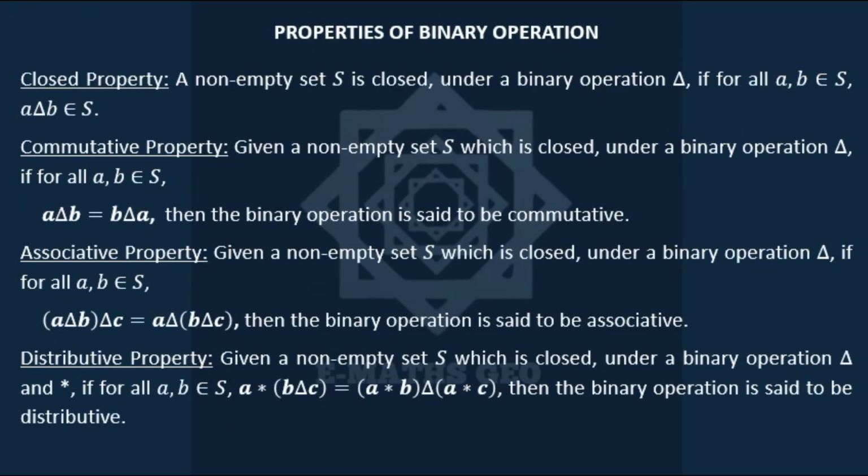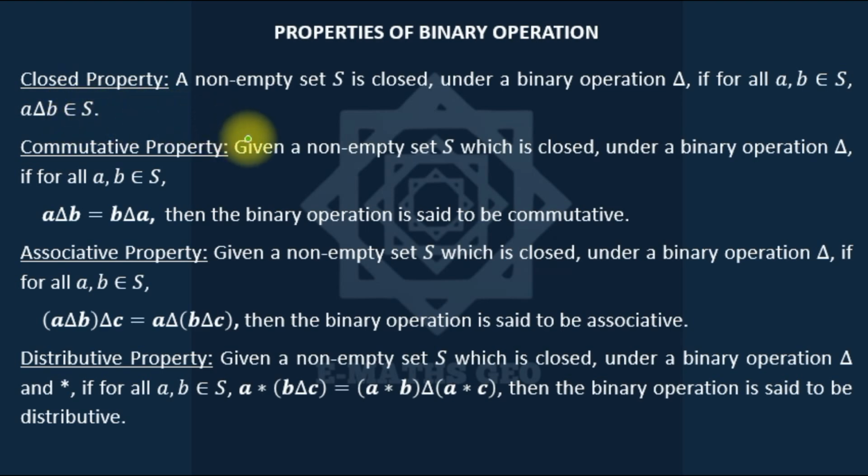So the first property is closed property. A non-empty set X is closed under a binary operation triangle. So in this operation we are just using triangle. So any other operation, it depends, but in my own notes I use triangle. If for all a, b that are elements of the set, then a triangle b is an element of X.